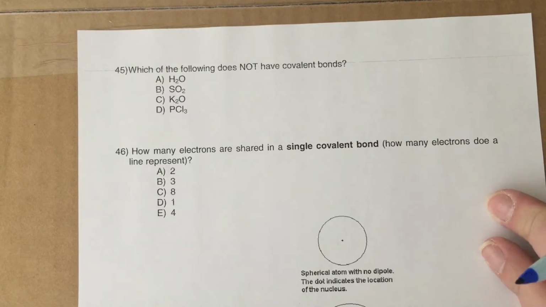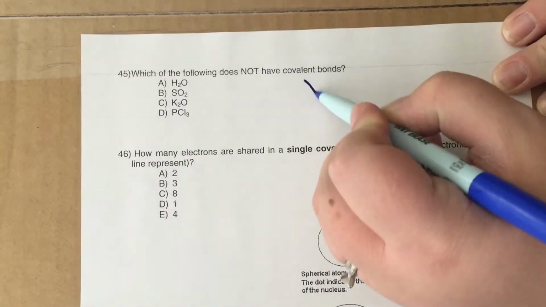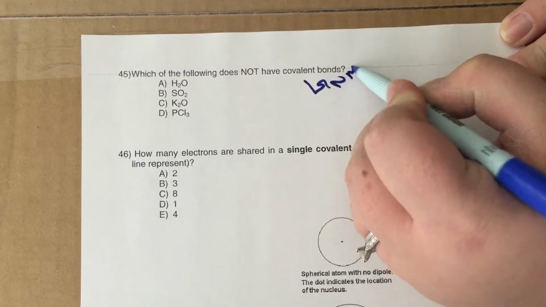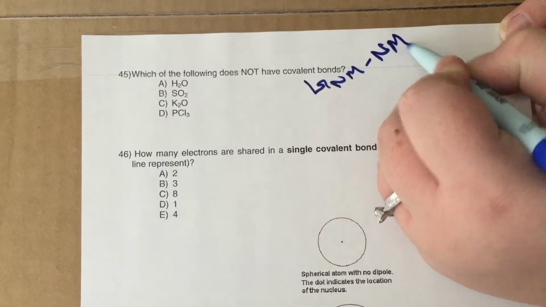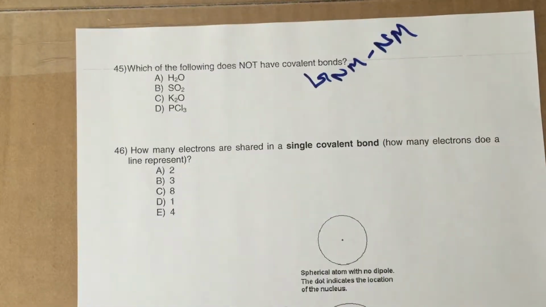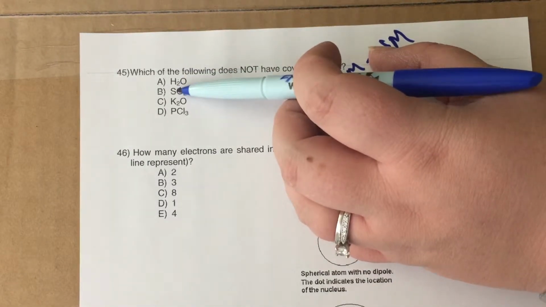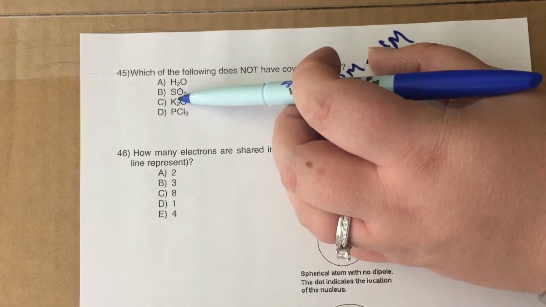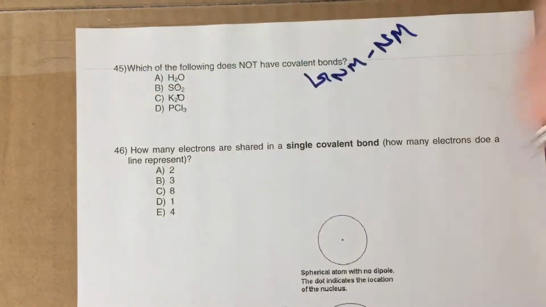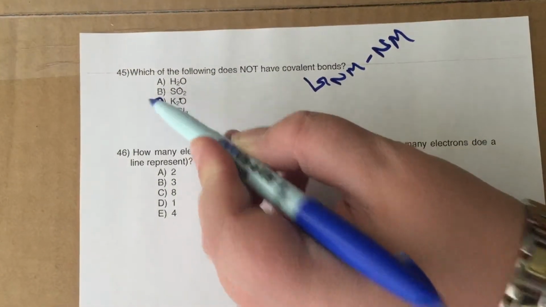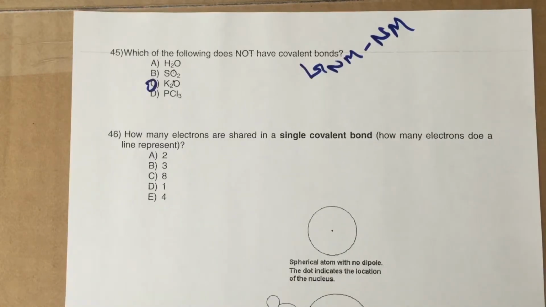Which of the following does not have covalent bonds? Covalent bonds are between a non-metal and a non-metal. So I'm looking for something that has a metal, because that would not be covalent. I'm going to look at the first element. Hydrogen, non-metal; sulfur, non-metal; potassium is a metal. Phosphorus is not. So which one does not? Letter C, because it has a metal.